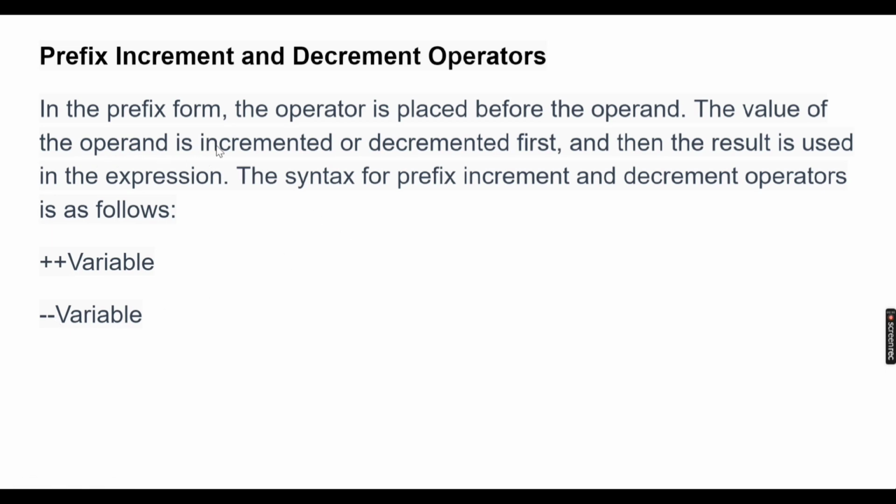The value of the operand is incremented or decremented first. So whenever we use prefix increment and prefix decrement, the value will be incremented by 1 in one case and decremented by 1 in the other, and then the result is used in the expression. The main thing to remember here is that whenever we are using prefix, the value is increased or decreased by 1 as per the operator you have provided.